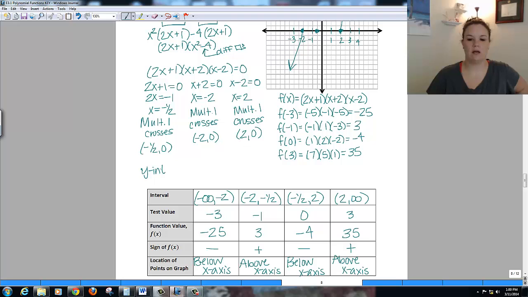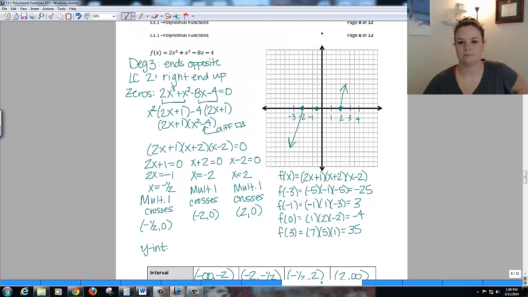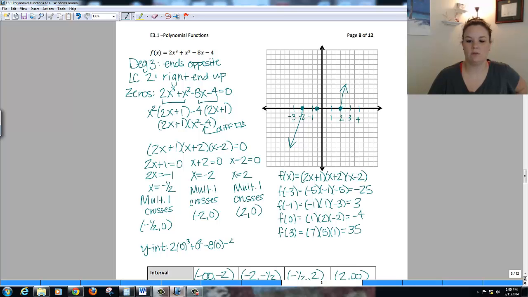When I do my y-intercept, I plug 0 in for x. Oh, I did do that. That's one of the points I plugged in. Oh well. If we plug it into our original, let me scroll up, then I have 2 times 0 cubed plus 0 squared minus 8 times 0 minus 4, which just gives me y equals negative 4, which is the point (0, -4). So I'm going to go ahead and put that on here. 1, 2, 3, 4. Here's my y-intercept.